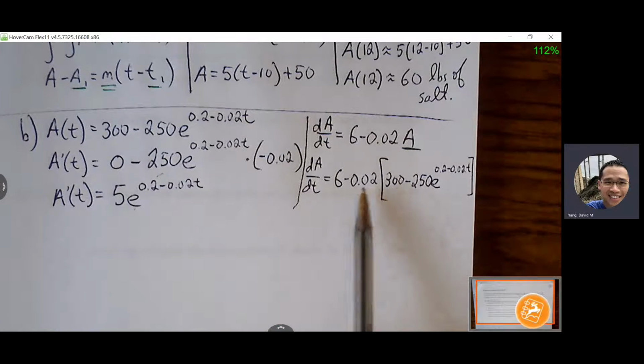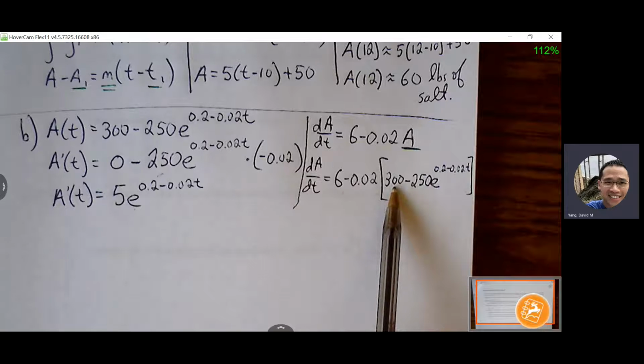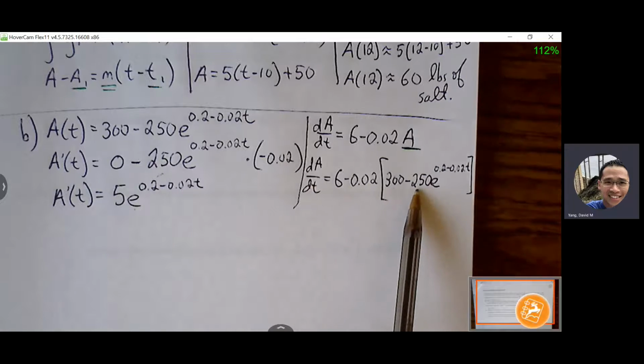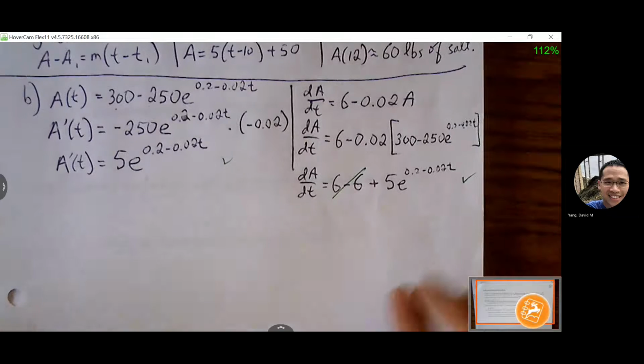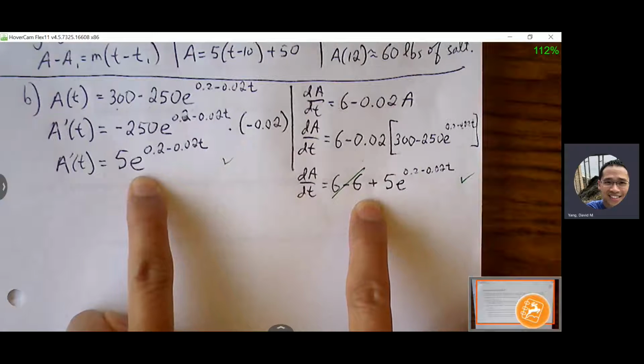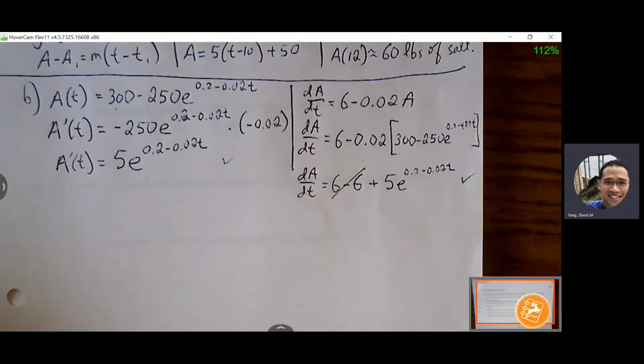Okay, we distribute the negative decimal through. So negative 0.02 times 300 gives us negative 6. Negative 0.02 times negative 250 gives us 5. And we're able to get them to match. So that's all this problem was doing, just trying to have us show that one is the derivative of the other.